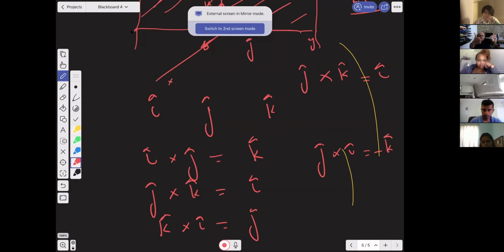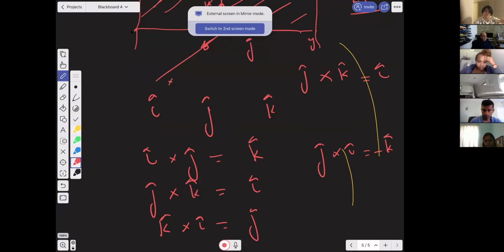I take A with my right hand and I close it going to B, and my thumb will indicate where the cross product C will go. It will not tell me the magnitude, but it will tell me the direction. It will tell me that it's not like this. You take A and you rotate through B, it will give you going up.